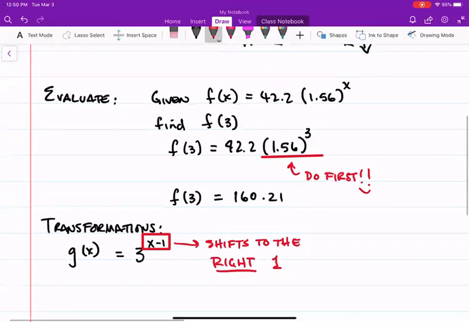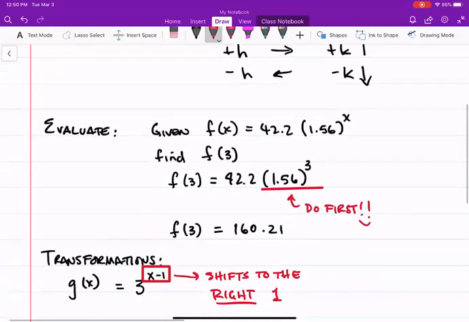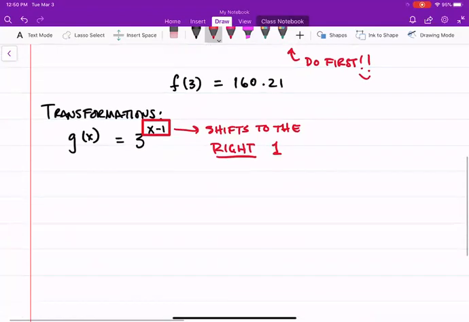Now, if you remember correctly, I come back up here and notice that what I wrote up here is b raised to the x minus h. And if the h was positive, which in this case it was positive 1, it would move to the right 1. Everybody see that? We're good? Are we okay with that?